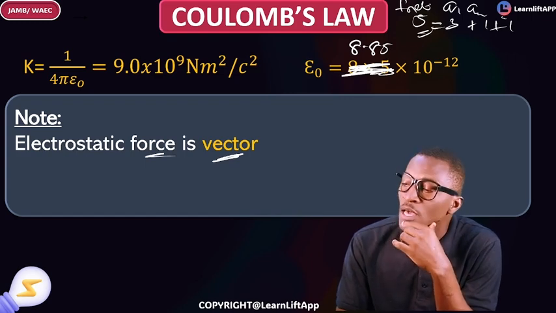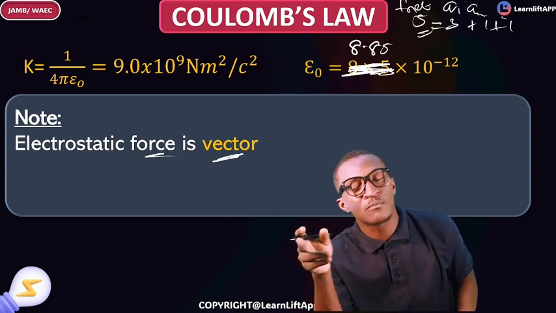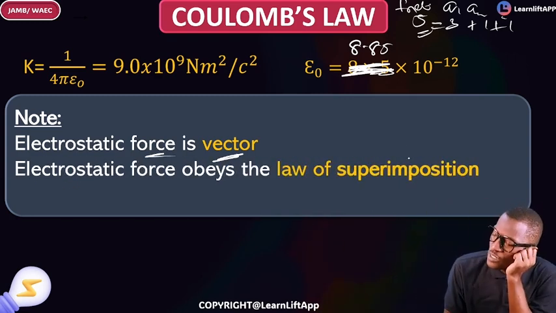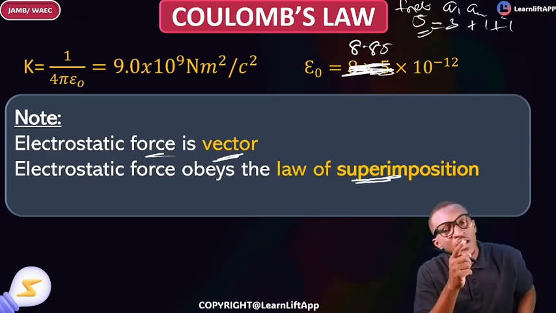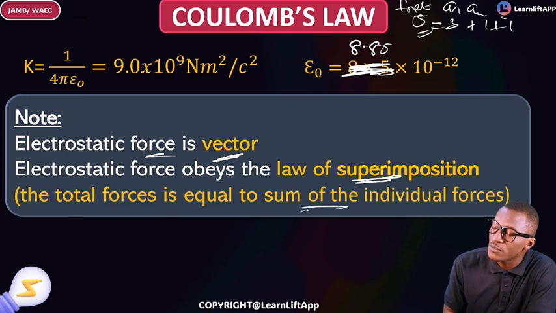Are you seeing that? Because the net force is equal to the sum of the individual forces, we say that the force obeys superposition. Do you get what I'm trying to say? Our electrostatic force obeys the law of superposition. What does that law state? It states that the total force is equal to the sum of the individual forces.